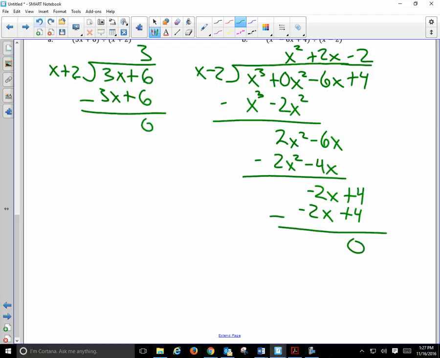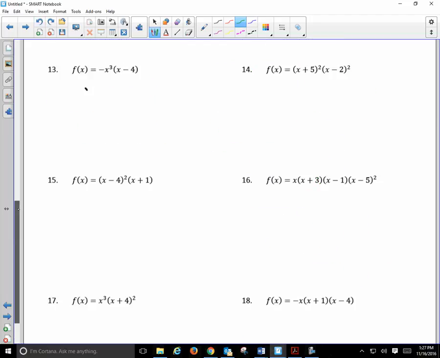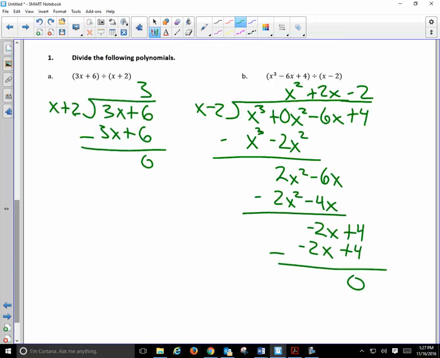Okay, what do you got? Right here? So 0 minus negative 2 is positive 2. We got it? All right. Amen, brother. All right. Look at my remainder. My remainder is 0.